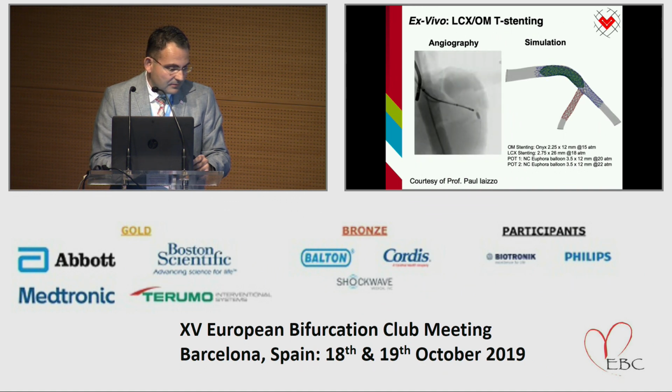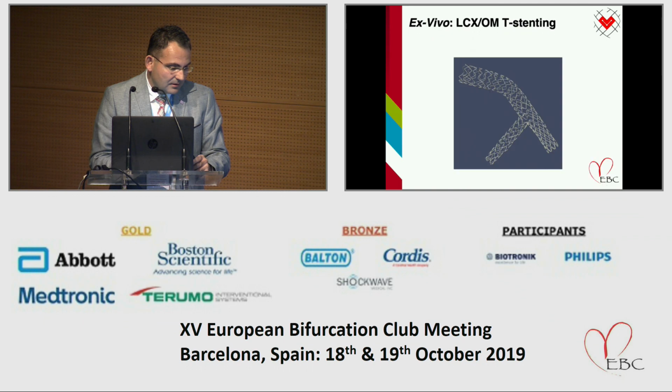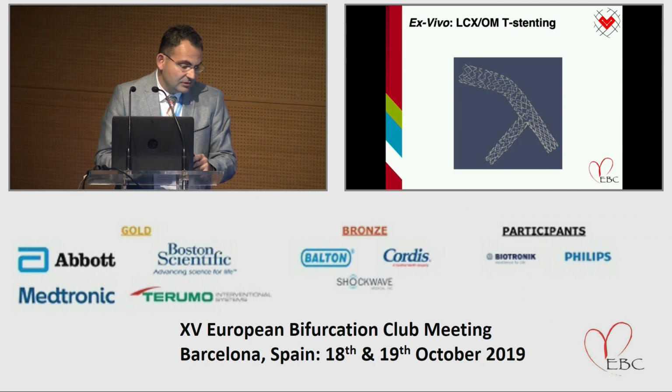Then the POT, another POT, and final result with good coverage of the carina.